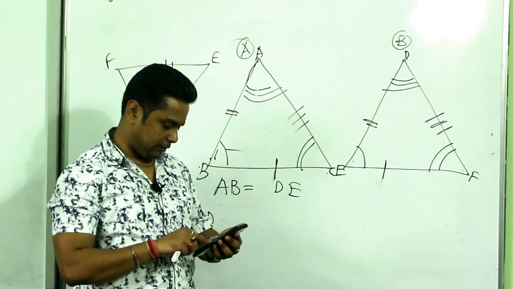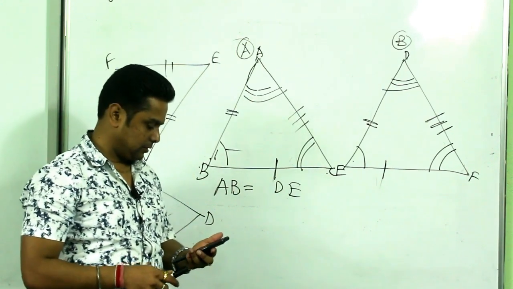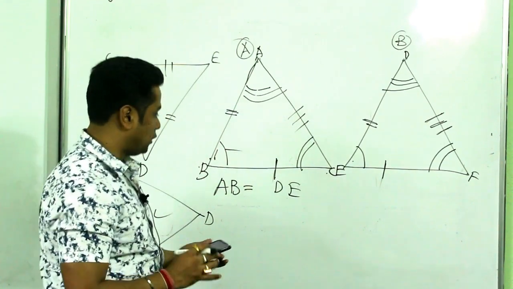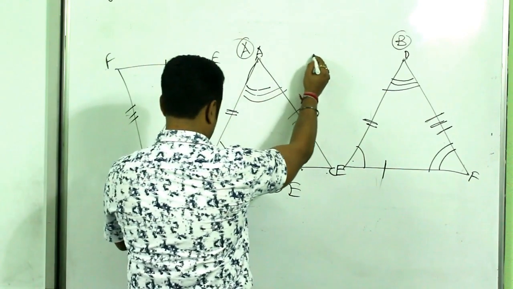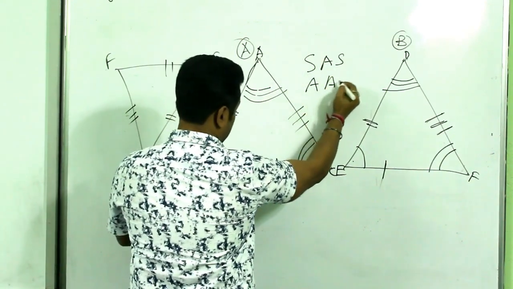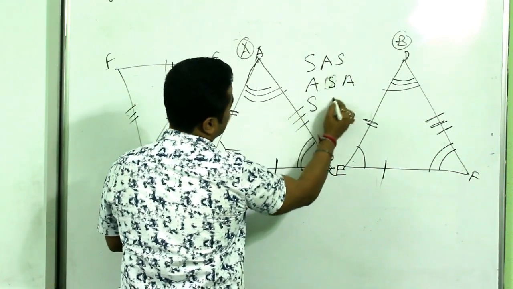Now I will brief it so that I can jump to the theorems. You all have done this in class 8. There are three properties on which triangles can be congruent. You all know this: side, angle, side, angle, side, angle, and side, side, side.